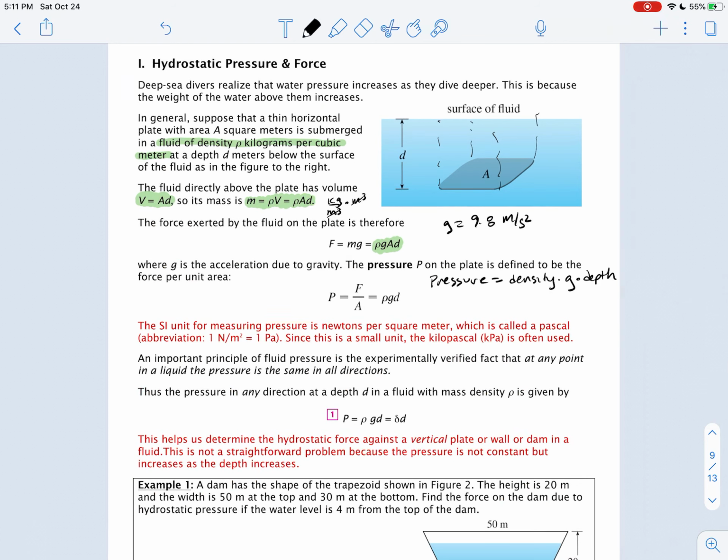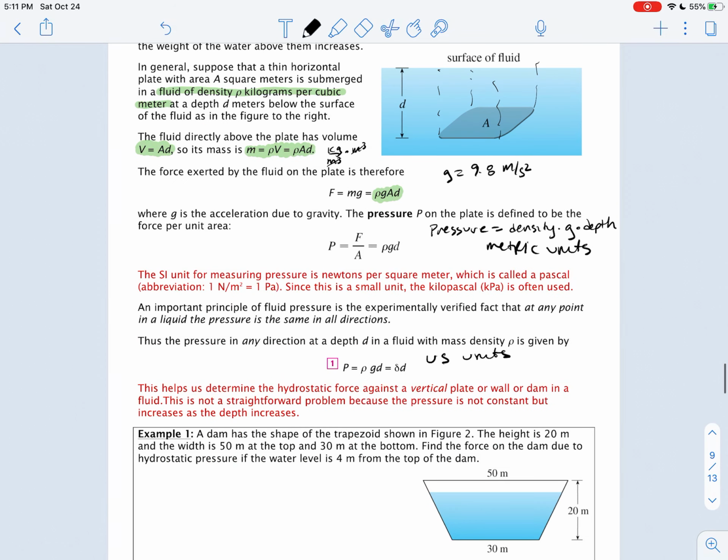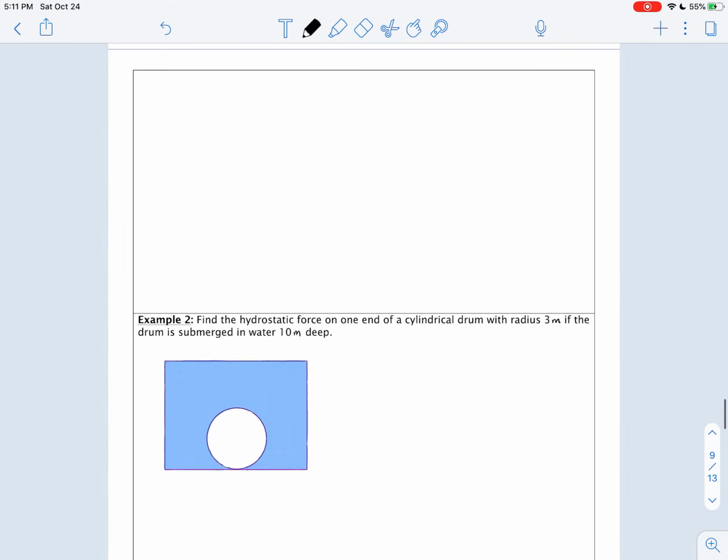Good? All right. And if we were in U.S. customary units, we know that the unit of force is pounds already, because it already takes into account the acceleration constant. And so if we had a fluid density of delta, in the U.S. units, and this is going to be in the metric units up here, but in the U.S. units, our pressure is just going to be the density times the depth. And so that's why we use a different Greek letter when we're dealing with U.S. customary.